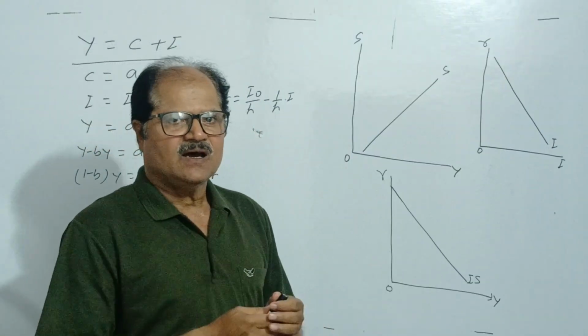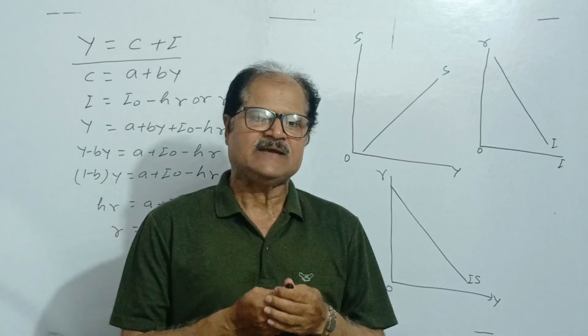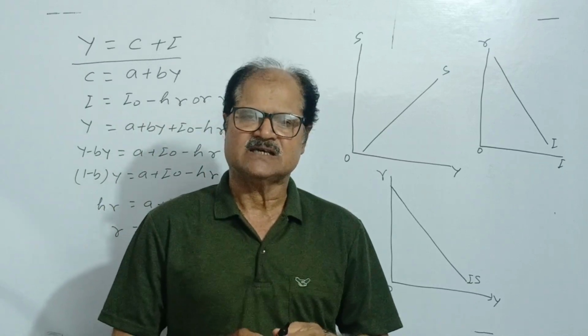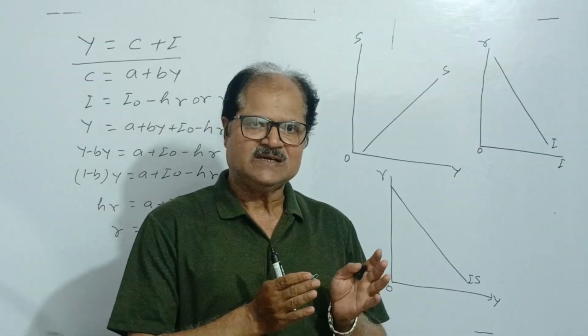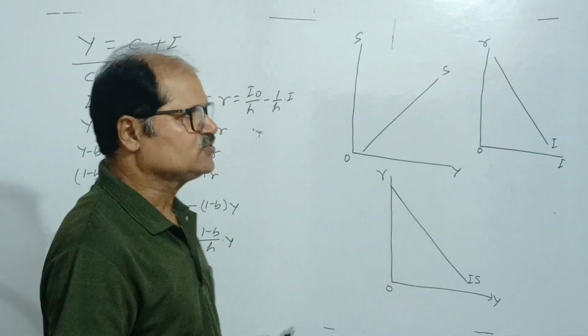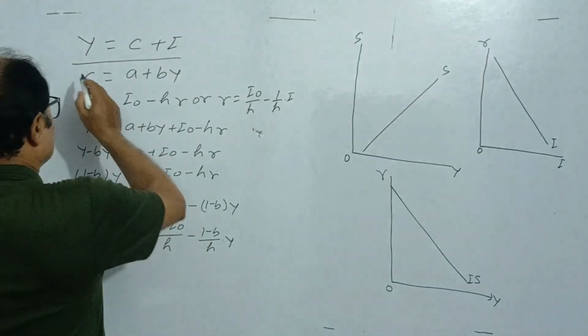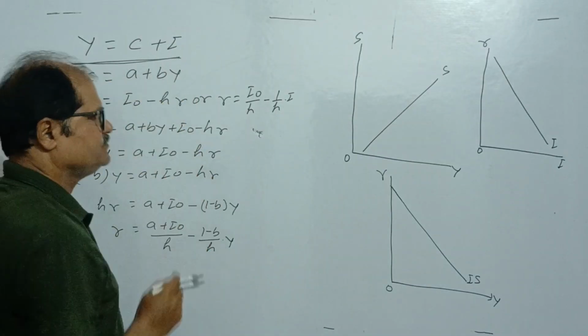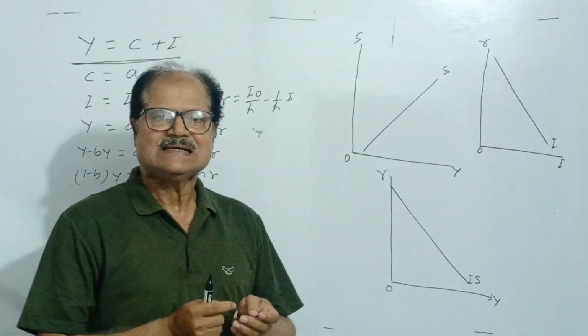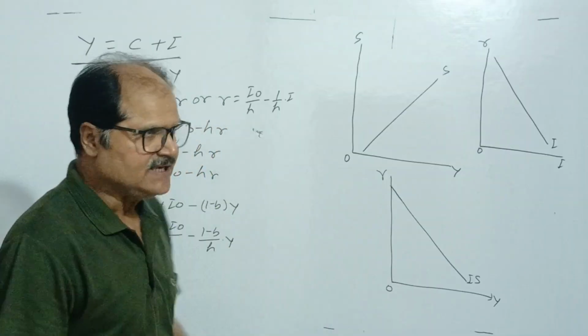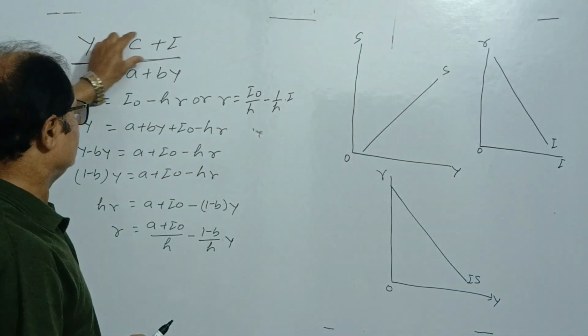सबसे पहले हम IS कर्व का इक्वेशन डिराइव करेंगे, जिससे हमको ये समझने में आसानी होगी कि वो कौन से फैक्टर्स हैं जिन पर IS कर्व डिपेंड करता है। तो IS कर्व शो करता है इक्विलिब्रियम ऑफ प्रोडक्ट मार्केट, एंड फॉर प्रोडक्ट मार्केट टू बी इन इक्विलिब्रियम एग्रीगेट डिमांड शुड इक्वल एग्रीगेट सप्लाई, सो Y is equal to C plus I.